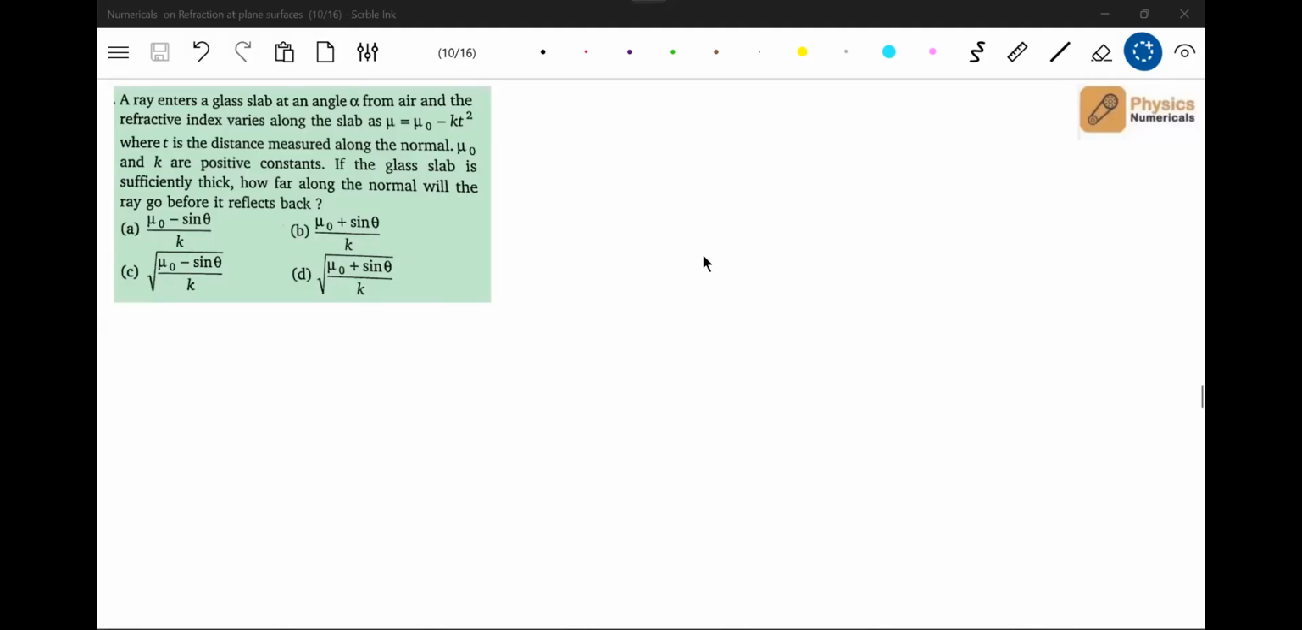Now a ray enters a glass slab at an angle alpha from the normal, and the refractive index varies along the slab as mu naught minus k t square, where t is the distance measured along the normal. Mu naught and k are constants. The glass slab is sufficiently thick. How far along the normal will the ray go before it reflects back? This is something. So as t increases, the mu will decrease, no? So what's happening to the ray? The ray moves from denser to rarer, so it should bend away from the normal.